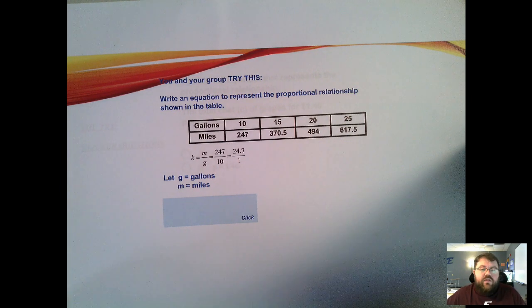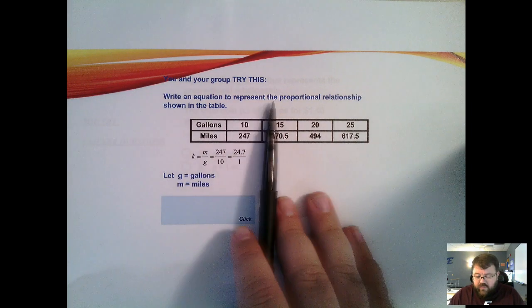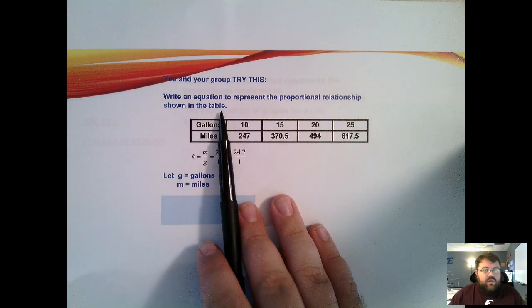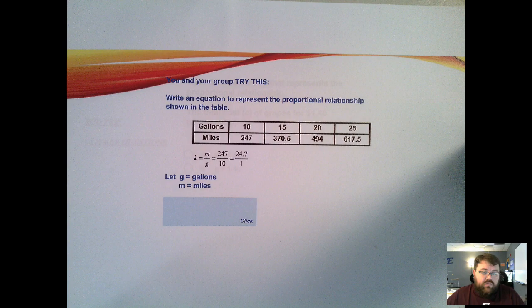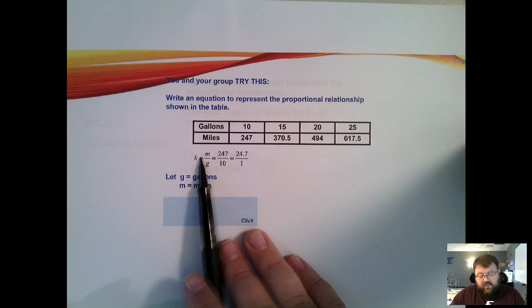Okay, so let's look at this. Here we have a table, but we've done tables before. That's no big deal. It says write an equation to represent the proportional relationship. We know the table is proportional, therefore we know that we don't have to test every single one of these rates. We just need to determine the constant. And I've already determined that for you here.